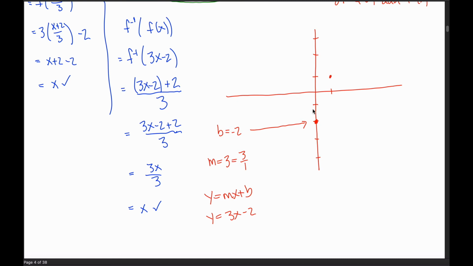Now that I have 2 points, and since I recognize this was a linear function, I know I can connect them with a straight line. So I connect those points with as best of a straight line as I can make on my computer, and I get that this is the graph of f of x equals 3x minus 2.